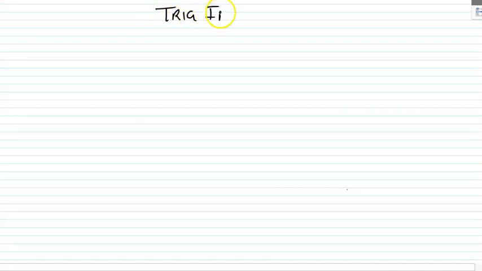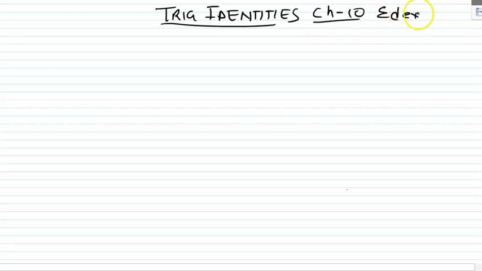Okay, so in today's lesson, what are we going to learn? Trig identities. Yeah, trig identities. That is chapter 10 of the Edexcel book 1.